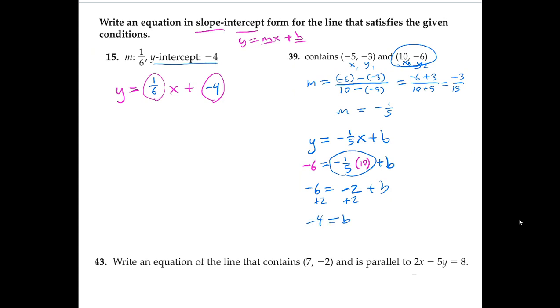Sadly, a lot of people stop here. You never wrote the equation of a line. Yeah, you did all the work, but you never explained or demonstrated or communicated the answer. The answer is bring the m and the b together and actually write the answer. y equals -1/5 x plus -4, or minus 4. That's the answer there. Boom.